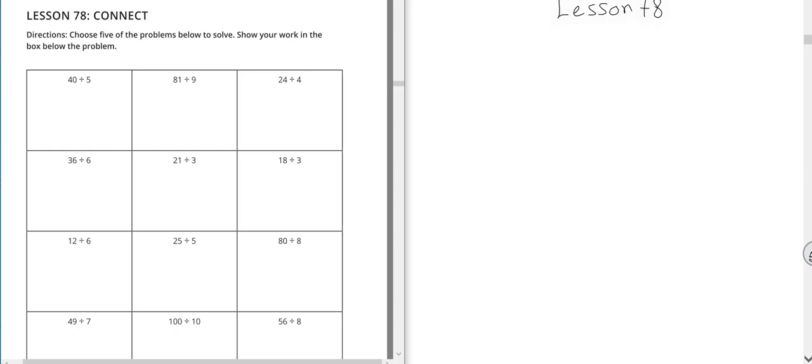The first one, 40 divided by 5. That means 5 times what equals 40, from the timetable. 5 times 8 equals 40. So 40 divided by 5 equals 8. We will choose this problem.